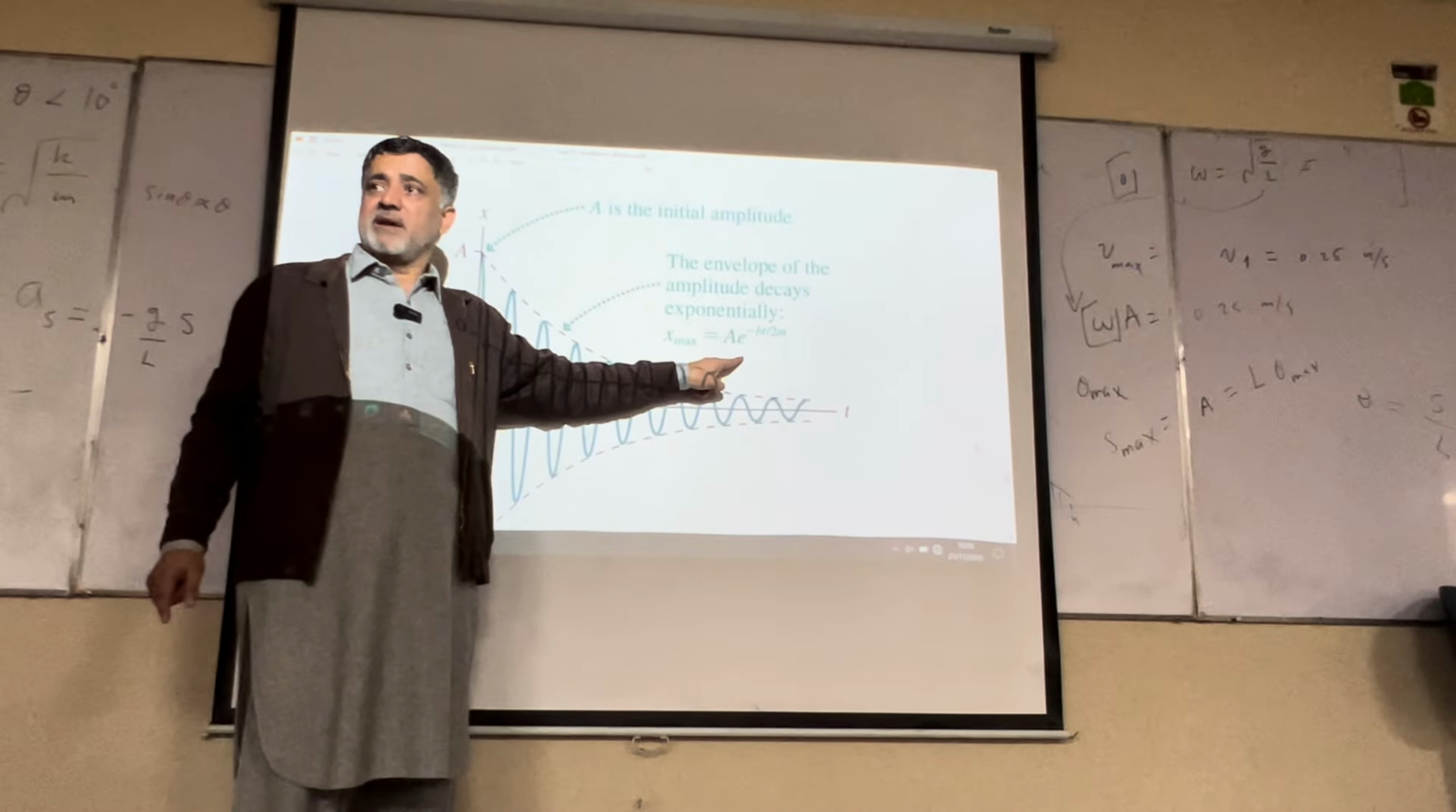You can even write this equation in general in this form. Instead of writing b and m, you can write it as something divided by a value, and that value is then called the decay constant. So you can have a decay constant for spring mass. You can have a decay constant for simple pendulum.